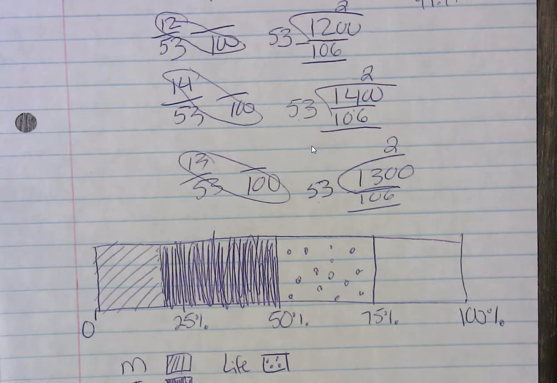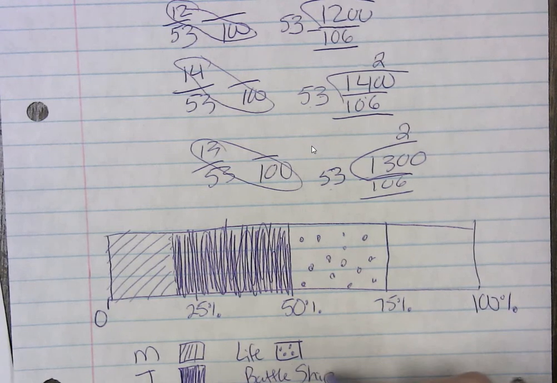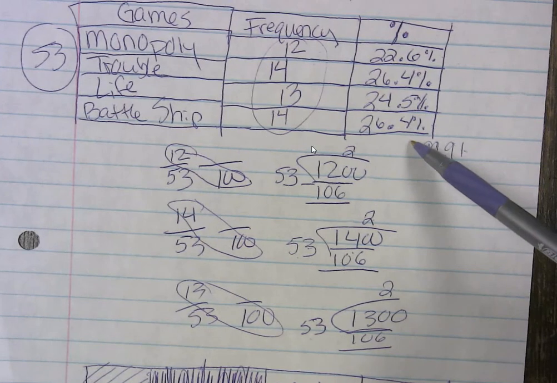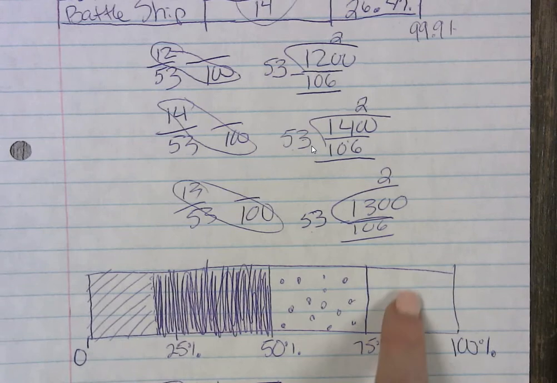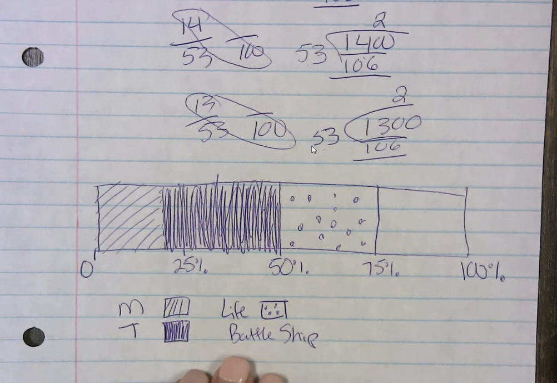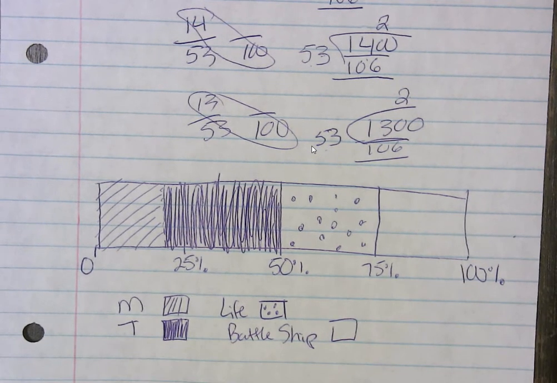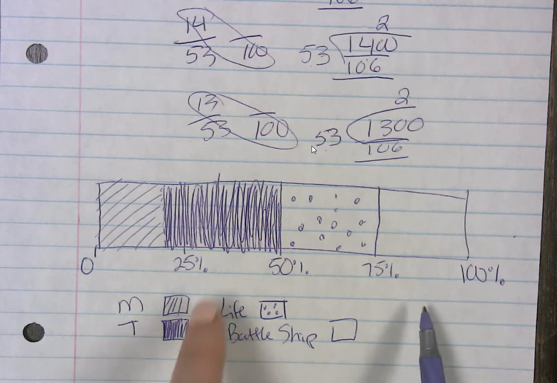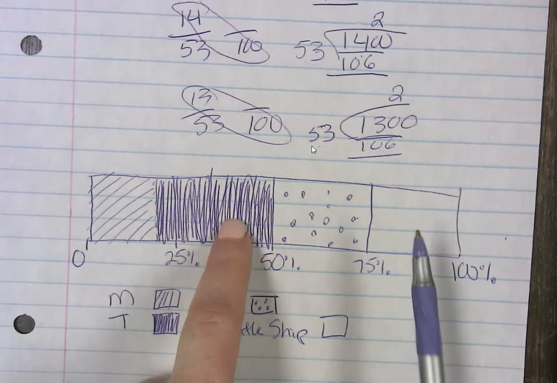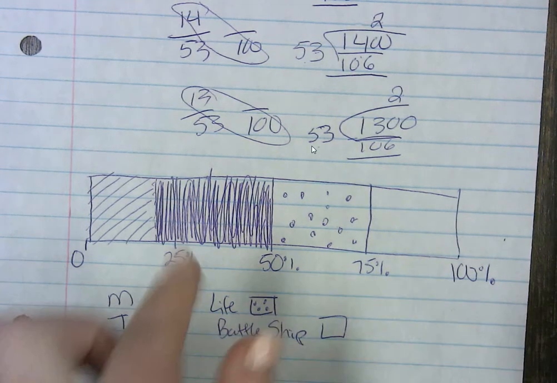And now the rest of it should go to Battleship. Battleship was 26.4%. Again, that's super, super close to 25%. So since this is just a sketch, we can give that last piece to Battleship. And we can just say Battleship is the blank section. Now again, most of these are very, very close. But we can tell that the Trouble section and the Battleship sections should be really close to the same size, and they should be bigger than the other two pieces.